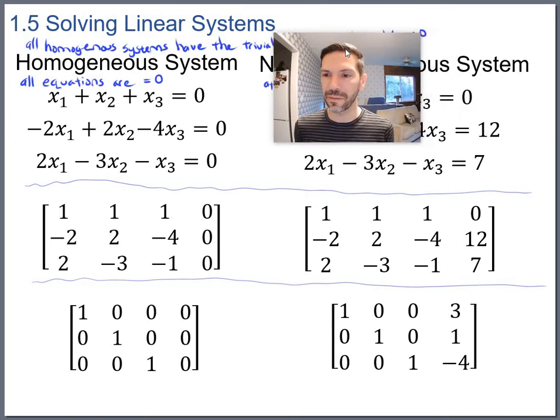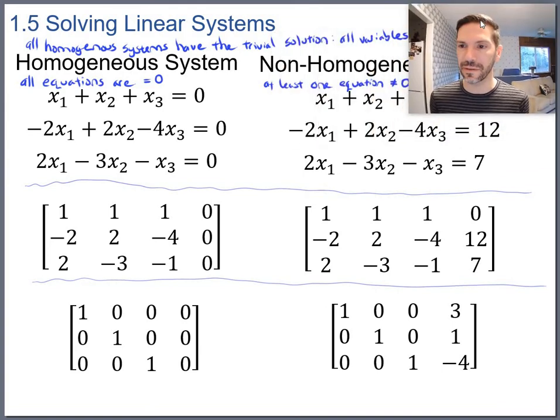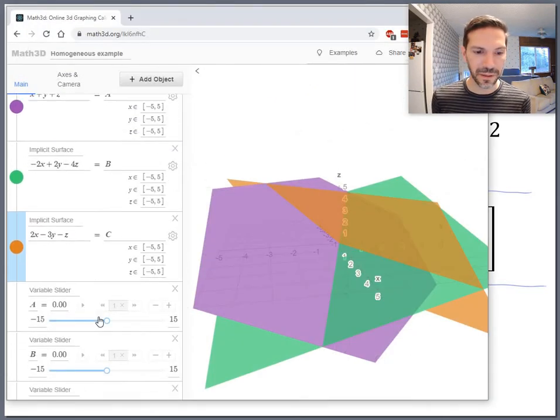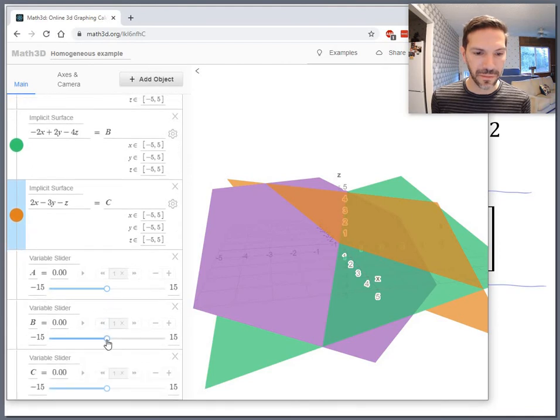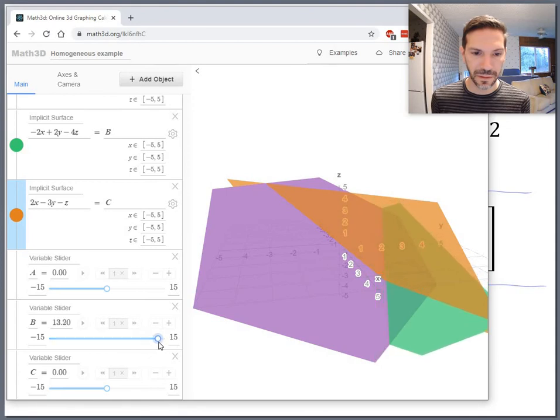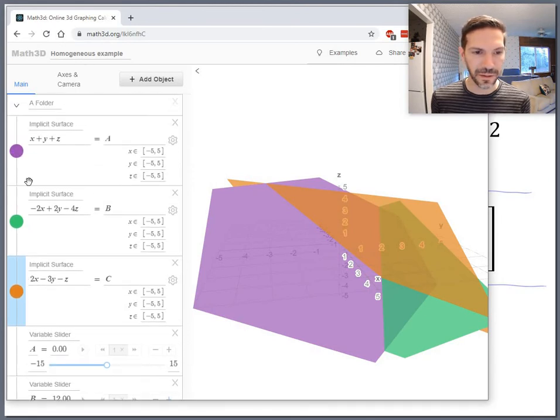So let's go ahead and take a look at the non-homogeneous and see how that's related. Let's see, we had 0 and 12 and 7 were the three numbers it was equal to. So I'm going to change my sliders. I'm going to leave a at 0. I'm going to put b, though, from 0, I'm going to move it over to 12, if I can get it on 12. There we go. I don't know if you could tell very well. Here, let me turn the other two graphs off.